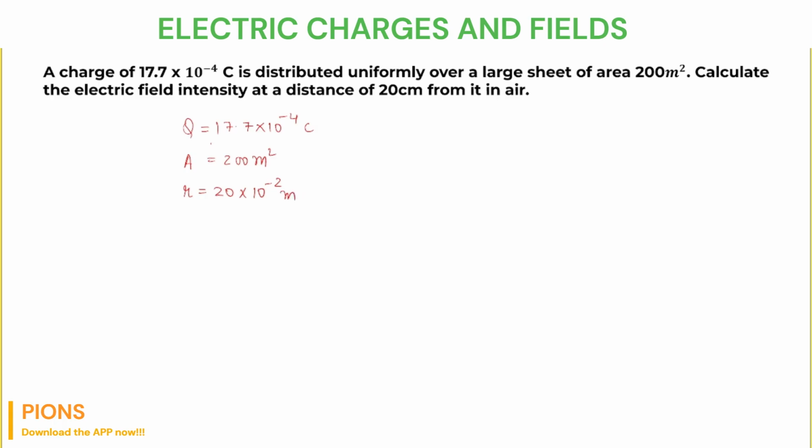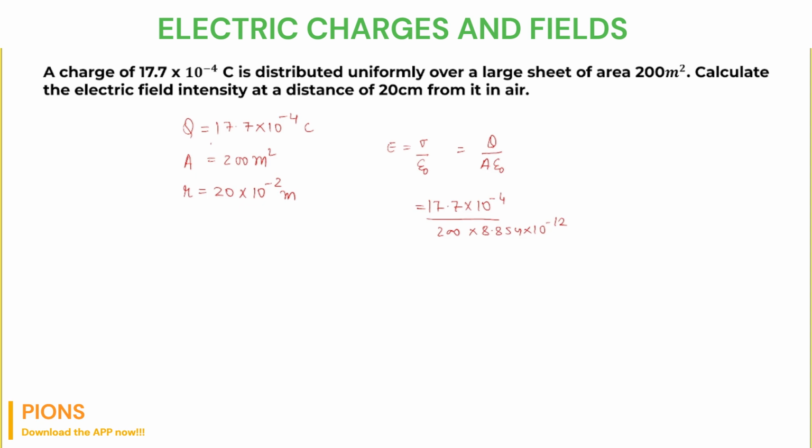So first of all, we know that due to a sheet, the sigma, that is very important, because the electric field here E is sigma upon epsilon naught, right? And sigma is nothing but Q by A. So Q by area into epsilon naught. Now Q here is nothing but 17.7 into 10 to the power minus 4. Area here is 200 meter square. And epsilon naught is 8.854 into 10 to the power minus 12.